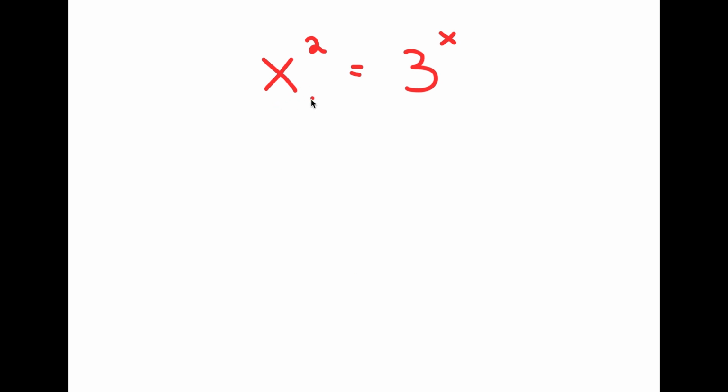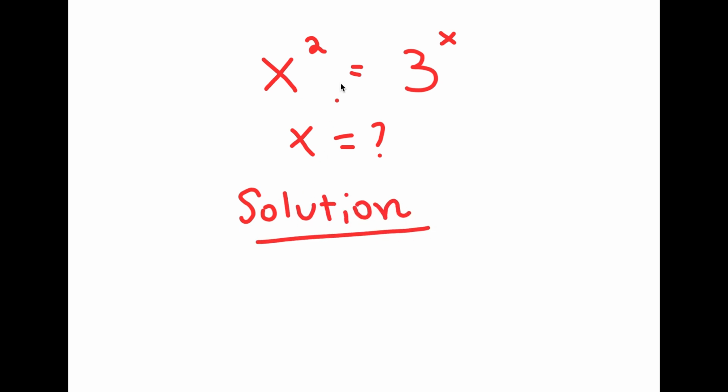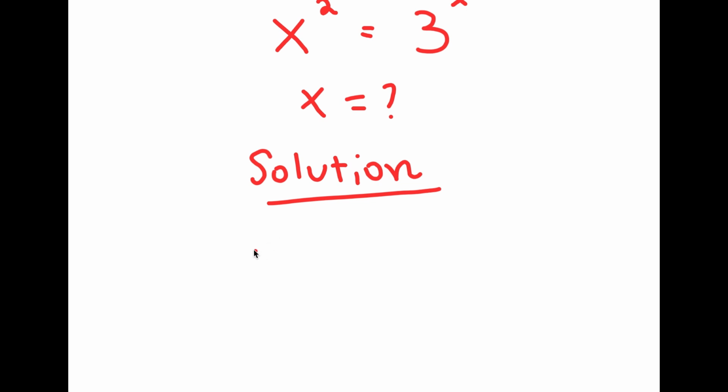Alright, so in this problem, I have x to the power of 2 is equal to 3 to the power of x. So I want to find the value of x here. For my solution, first start by rewriting my equation here. So I have x to the power of 2 is equal to 3 to the power of x.